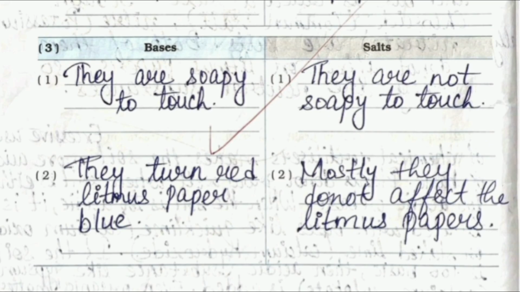Now the third difference is between bases and salts. Bases are soapy to touch, whereas salts are not soapy to touch. Bases turn red litmus paper blue, whereas salts, mostly, do not affect the litmus papers.